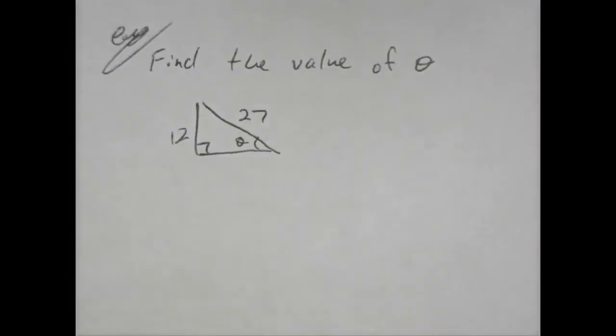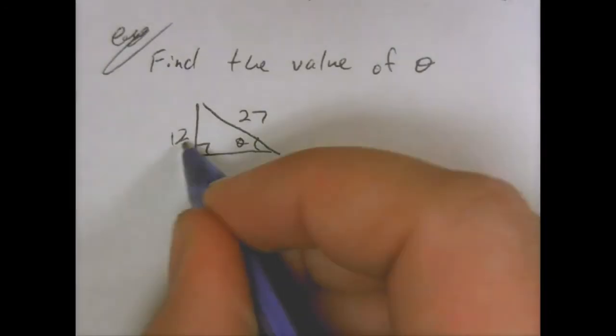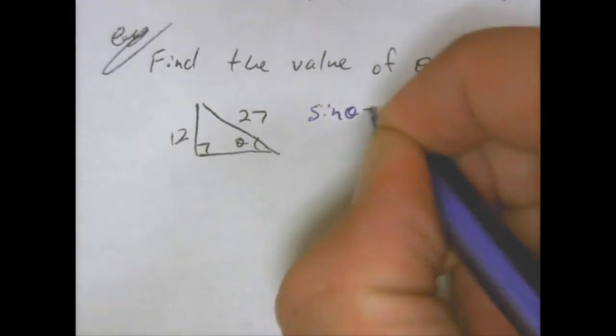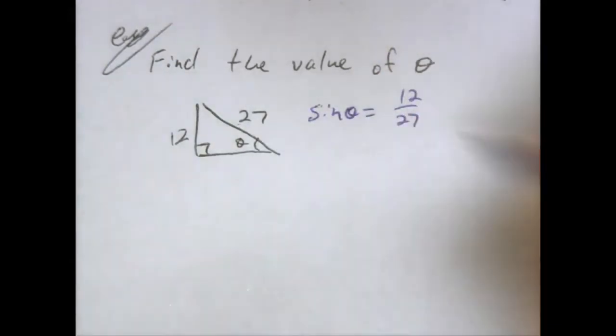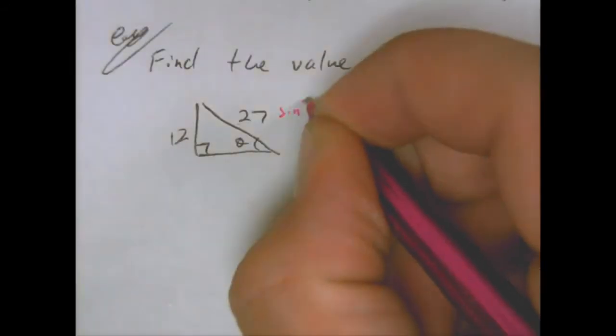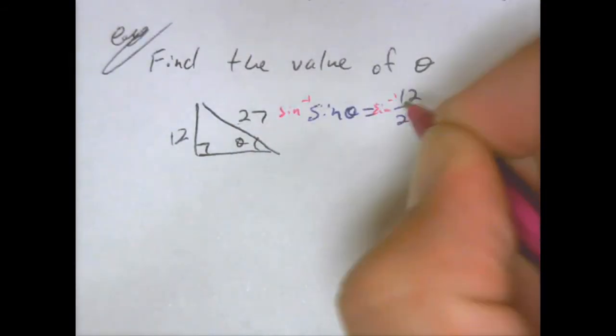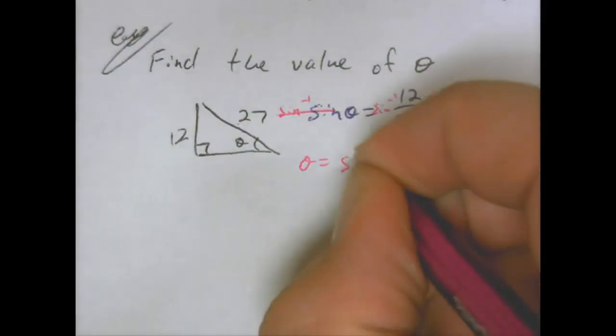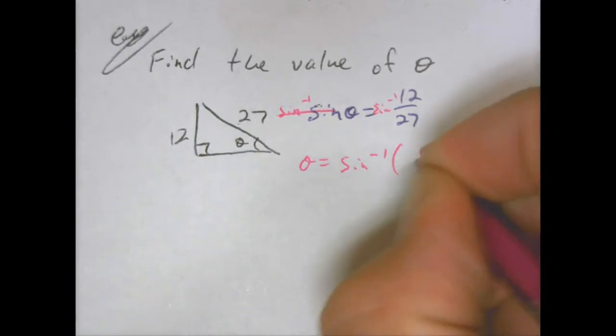Cool. Okay, now we're doing something a little bit different, finding the value of our angle. And this one I'm given my opposite, I'm given my hypotenuse, so again I can use sine. I can say sine of my angle is equal to 12 over 27. Well, just like we do in matrices, if you guys have seen matrices before, we have to do something called the inverse function. So if I take sine inverse of both sides, that gets rid of sine, so I have theta equals sine inverse of 12 over 27.